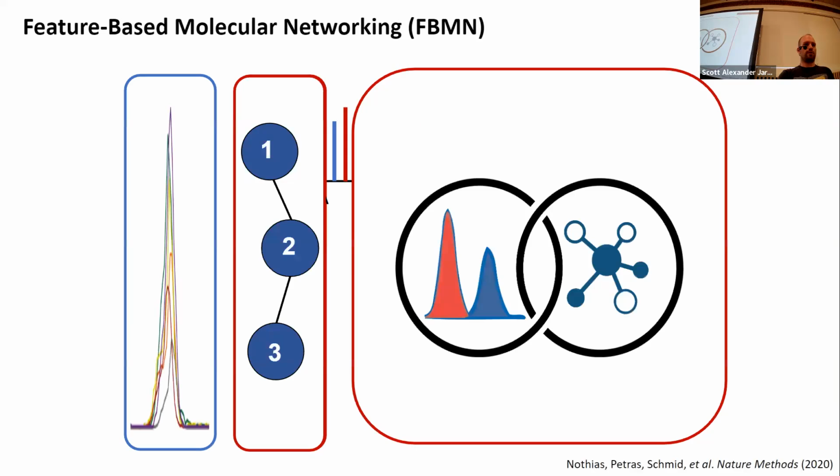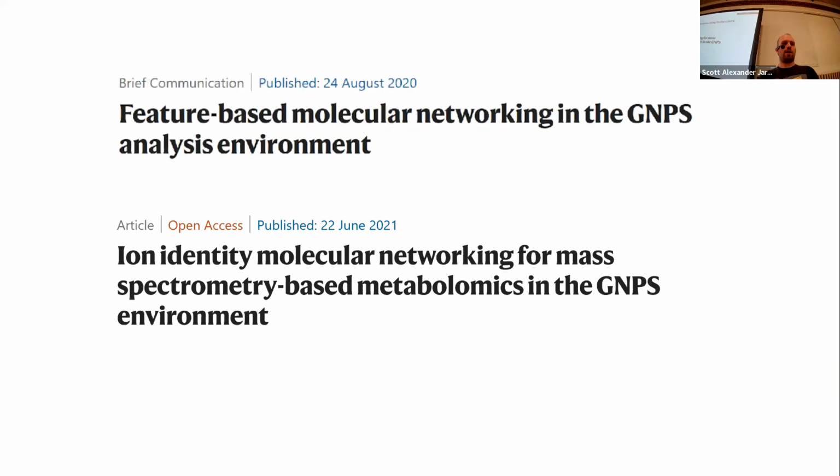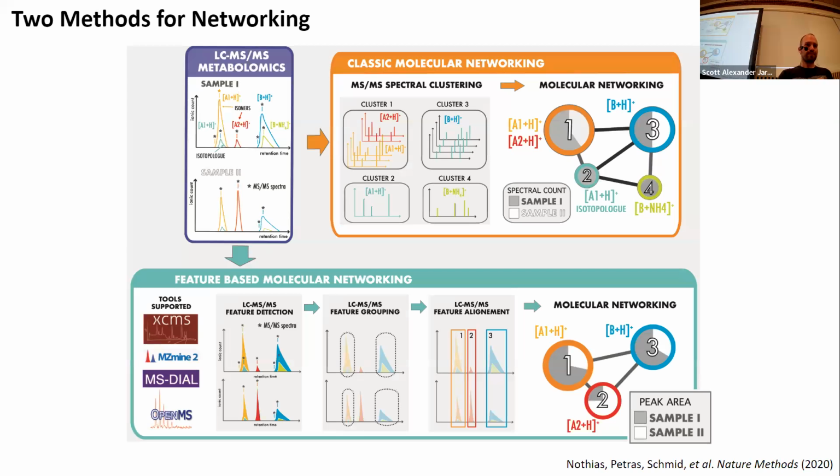So these are, I think, the most recent papers, both the feature-based molecular networking paper as well as the ion identity networking paper. If you have not seen them, I would recommend taking a look. They describe in pretty much detail what I just said. And as another main take-home message, there are two ways of generating molecular networks in GNPS: classic molecular networking as well as feature-based molecular networking. And what we did here was feature-based.